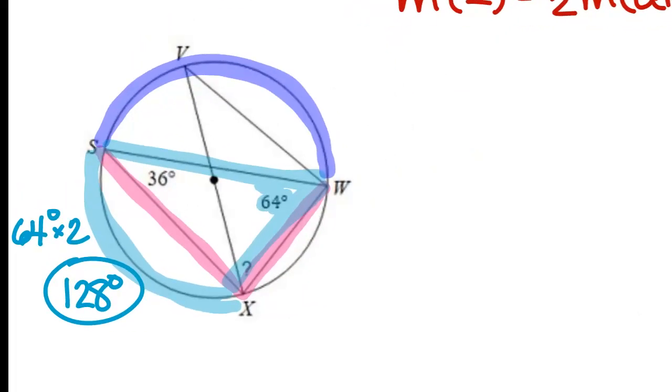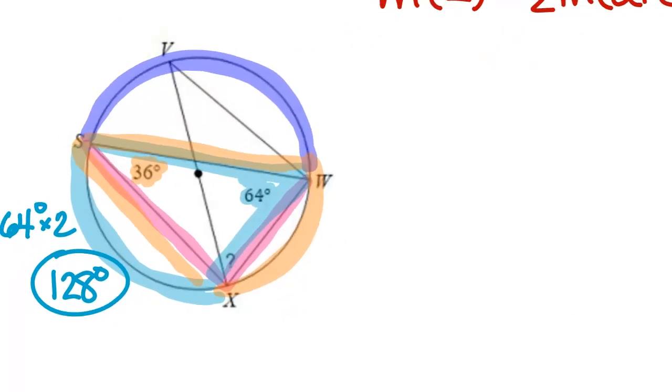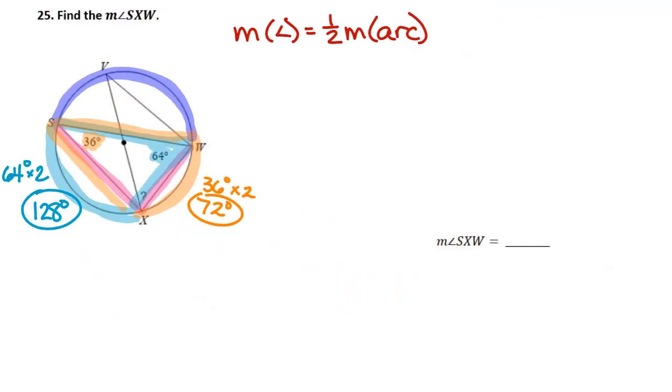There is another angle that I have. I have this angle over here, which is 36 degrees. And I can use that to find this arc. How would I find that arc? Times it by 2. 36 degrees times 2 gives me 72 degrees. If I go all the way around the circle, it's how much? 360. Well, I know all of the circle except for this piece up here that I wanted. So what could I do to find it?